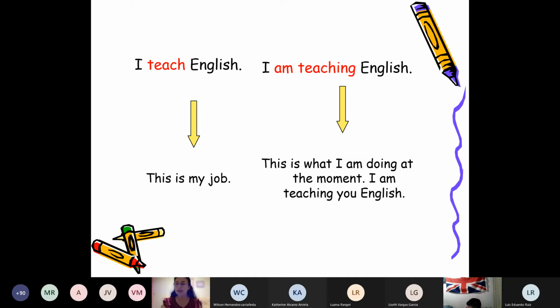Okay? Don't forget to turn off your microphones in order to avoid any interference, no? And to listen very well. So remember, if you want, you can have your cameras on, but your microphones off.